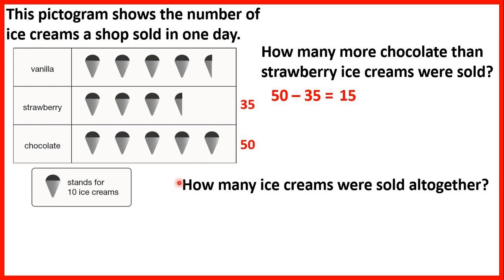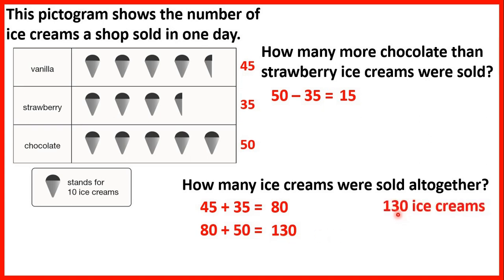Now, how many ice creams were sold altogether? So to answer this, we first need to find the number of vanilla ice creams sold. We have 10, 20, 30, 40, 45, because remember, half of a picture means half of 10, so that's another 5 ice creams. So we need to know how many that is altogether, so we need to add up the total of each flavour. 45 plus 35 is 80, and 80 plus 50 is 130. So that means there were 130 ice creams sold altogether.